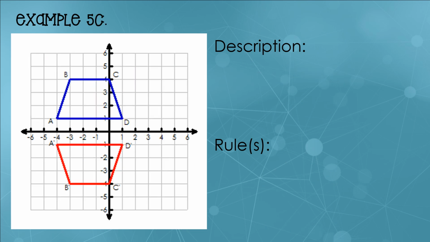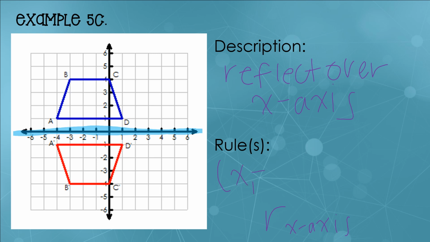For this example, again, find the middle between A and A prime, D and D prime, C and C prime. That is going to be the x-axis. So this is a reflection over the x-axis. To get the rule, the easy rule is the shorthand notation, your r with x-axis as a subscript. And for the coordinate notation, you've got to figure out what happened to your x-coordinate and your y-coordinate.